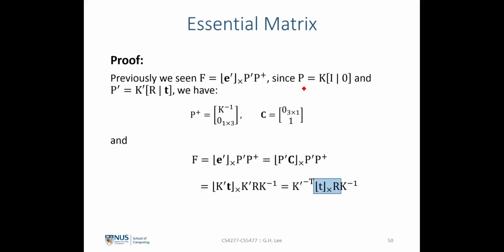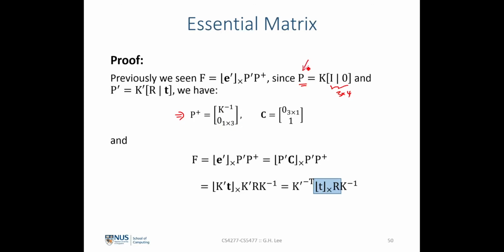And since we express the camera projection matrices in a canonical representation, the first camera projection matrix P would be equal to K multiplied by a 3x4 identity matrix, and P prime over here would be equal to K prime multiplied by the transformation R and T. I'll leave it to you to verify that the pseudo inverse of this particular 3x4 matrix is equal to a 3x3 K inverse, with the last row being all zeros.